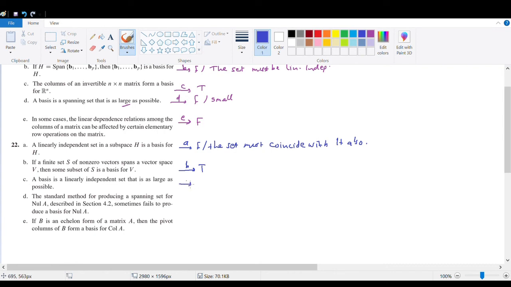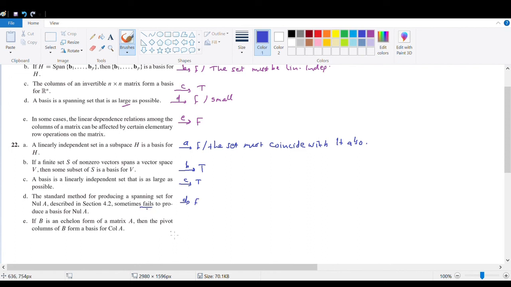This one is true. D, the standard method for producing a spanning set for Nul A described in section 4.2 sometimes fails to produce a basis for Nul A. No, it does not fail, because we just do row operations for the matrix equation Ax equals 0, find the free variables, and take the coefficients of the free variables, so that will be the basis. So D is false, it does not fail.